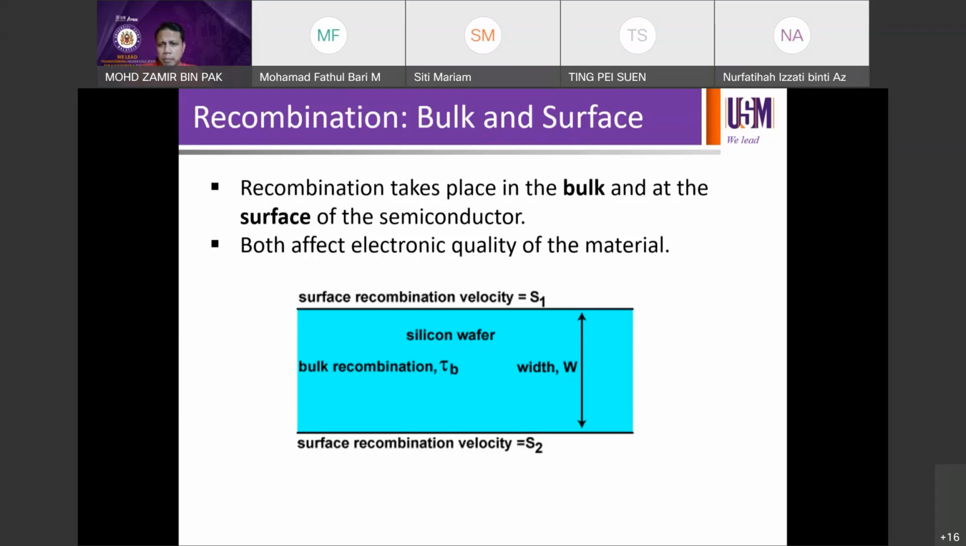Both of these, bulk and surface recombination, affect the electronic quality of the material. When you want to fabricate transistors, LEDs, lasers, solid state drives, whatever device you can fabricate from a typical semiconductor material, electronic quality will be the prime parameter that you have to look at. Before you do the fabrication, the incoming wafer from your supplier should be good, meeting minimum specifications. We call it specs, or specification, in the industry, and there is a certain minimum lifetime.